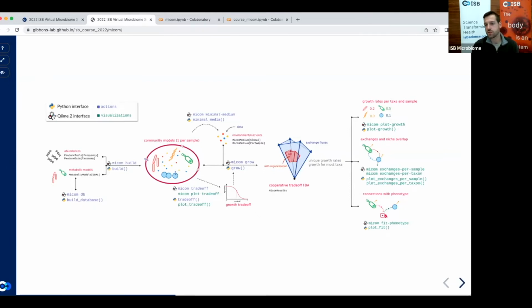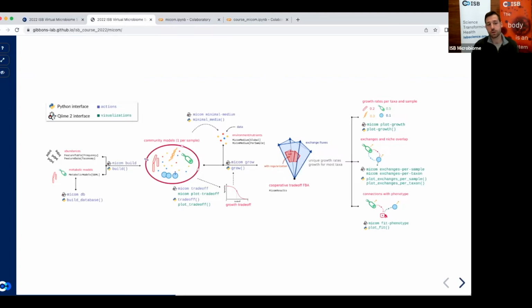We can then use those predictions for growth rate and exchange fluxes in order to build visualizations and interpret our results. What's really neat about Mycom is that it was built to be supported by two separate interfaces. There's the Python interface that we'll be using today in our Google Colab notebook, but you can also run all of these commands directly in QIIME 2.